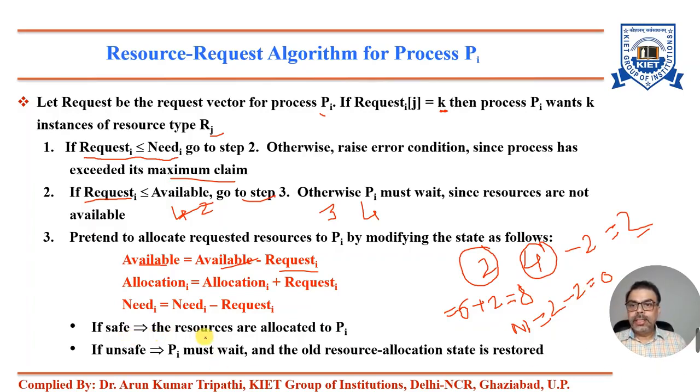If it is a safe state, then the resources will be allocated to the process Pi. If it is an unsafe state, then Pi must wait and the old resource state will be restored, meaning resources will not be allocated to me.